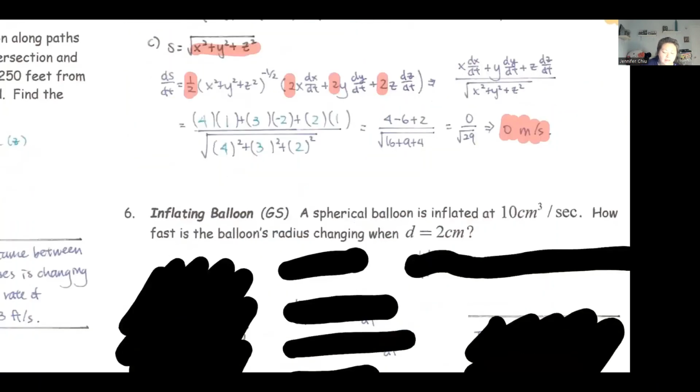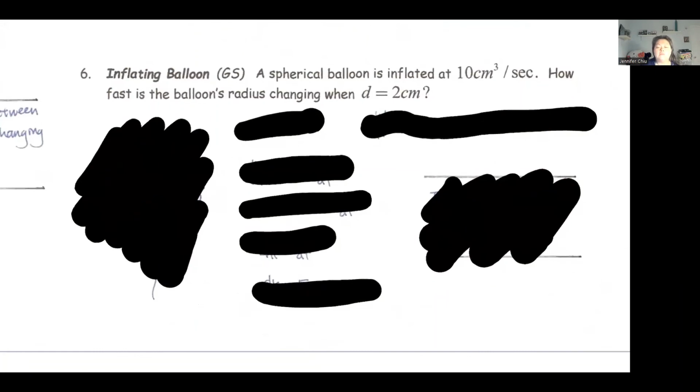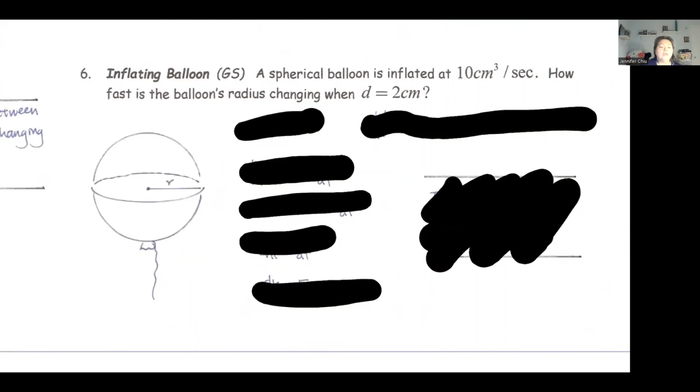Okay. All right, last problem here is inflating a balloon. A spherical balloon is inflated at the rate of 10 centimeters cubed per second. How fast is the balloon's radius changing when the diameter is 2 centimeters? Again, we're making a stretch here because we know that a balloon is not spherical, but it's a lot easier to work with a sphere than the egg shape that the balloon is. So we're going to assume that we have a spherical balloon, and a spherical balloon needs one unit of measure, which is the radius. So we're looking at the volume of this. Volume of a sphere is 4/3 pi r cubed.